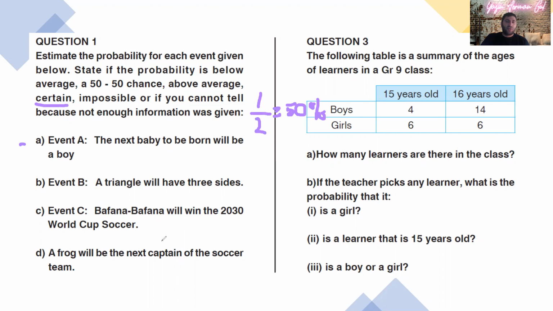Bafana will win the 2030 World Cup soccer, right? For this one, enough information is not given, because for that there are a few steps. Say if they qualified for the World Cup, then obviously you're playing the finals. You either lose or you win, so there will be 2 options, 50%. But like I said, the information is not clear. That's why we passed this.